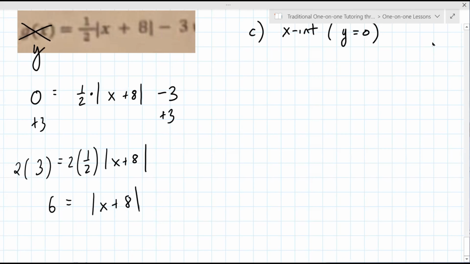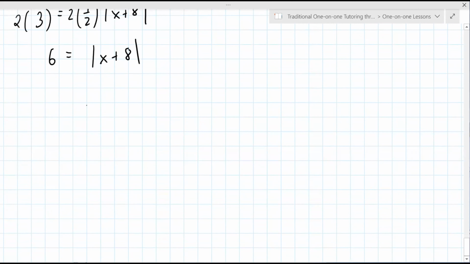Is it okay if we switch it so it's x plus 8 equals 6? Yes, that's preferred also for me. So the first one is just x plus 8 equals 6, and then the second, because of the absolute value, x plus 8 equals -6. And that would give you x equals -2 and x equals -14. Perfect.